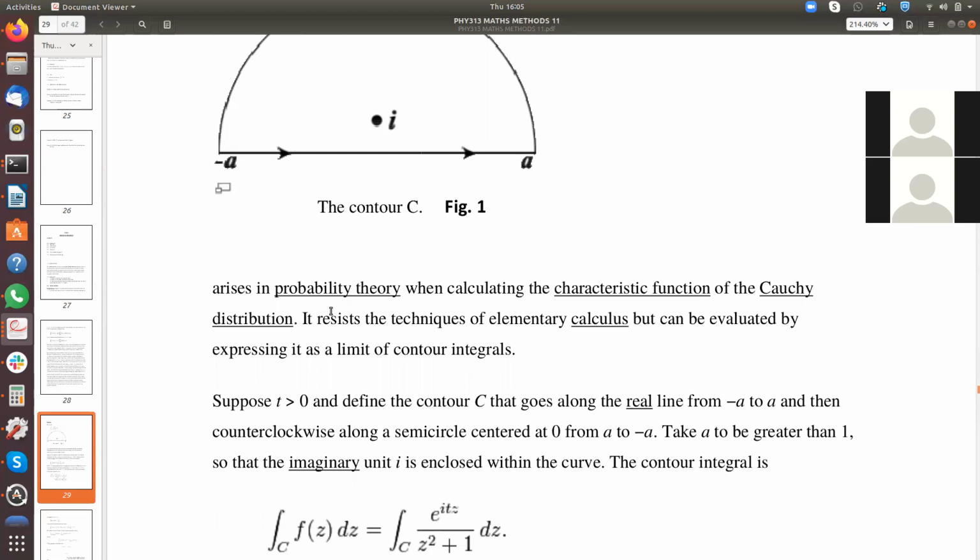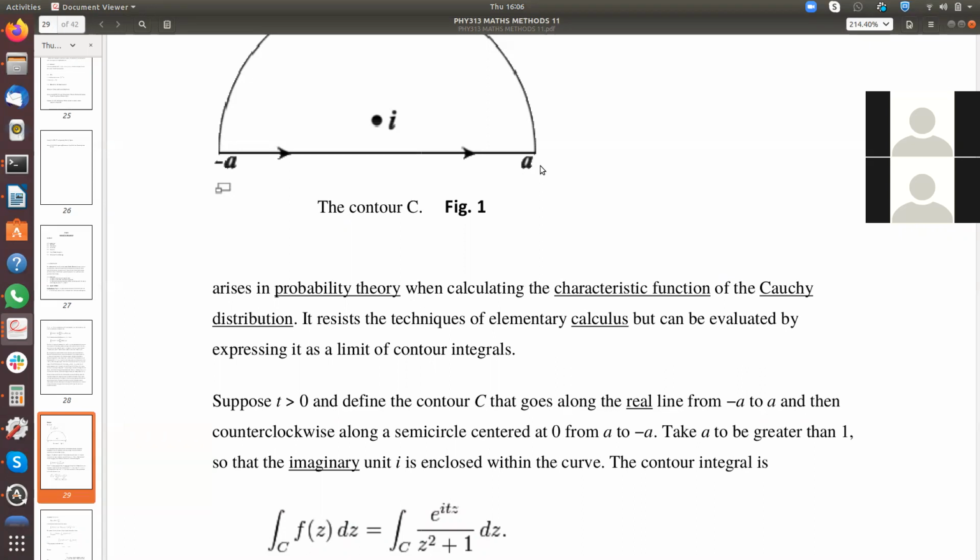This arises in probability theory when calculating the characteristic function of the Cauchy distribution. It resists the techniques of elementary calculus, but can be evaluated by expressing it as a limit of contour integrals. Suppose t is greater than 0 and define the contour C that goes along the real line from negative a to positive a, then counterclockwise along a semicircle centered at 0 from a to minus a. Take a to be greater than 1 so that the imaginary unit i is enclosed within the curve.